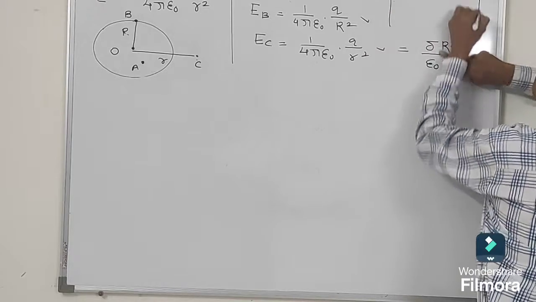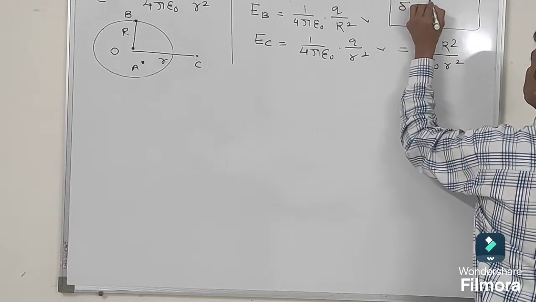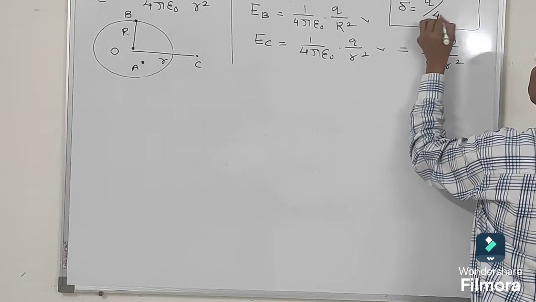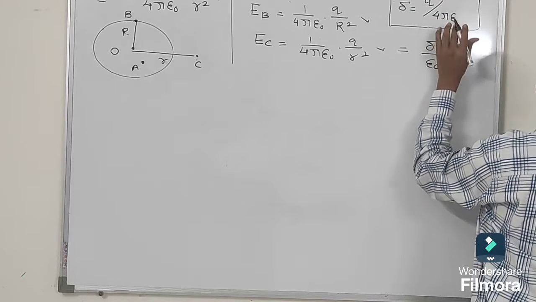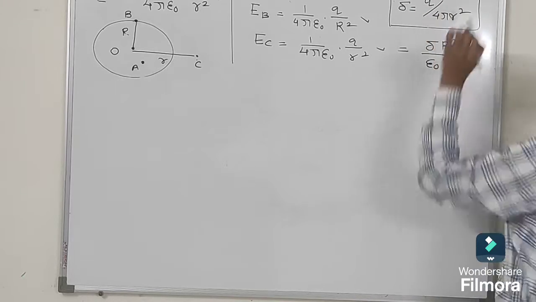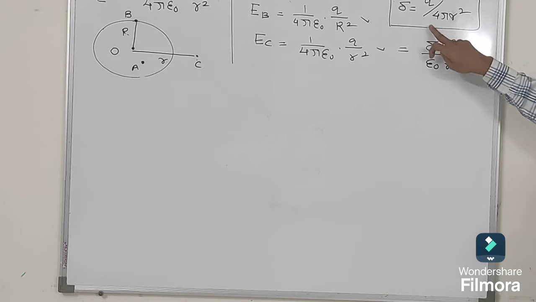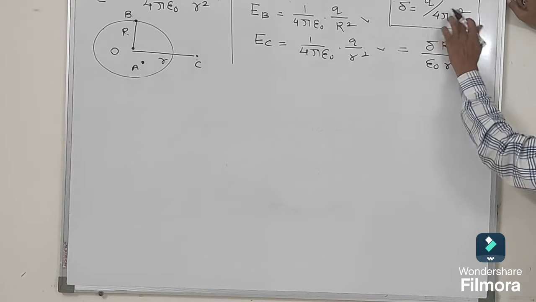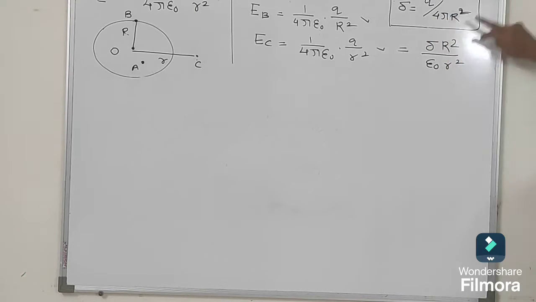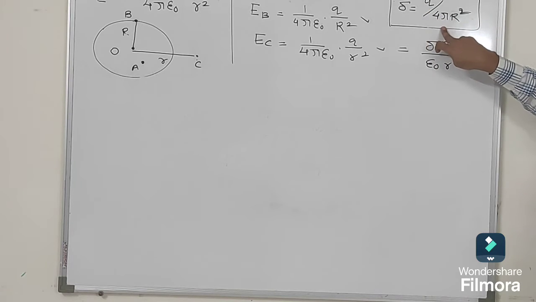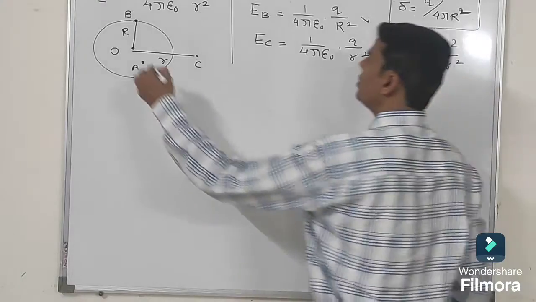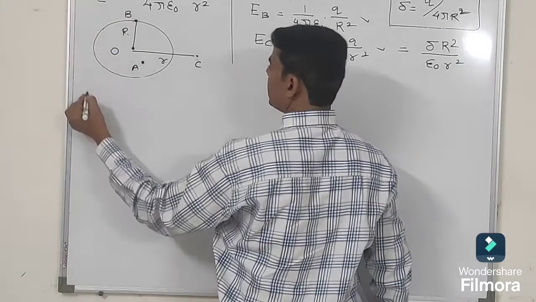Here we can write sigma is charge Q upon 4 pi r square. Sigma is charge per unit area. We can also write this as capital R square. Sigma is charge per unit area, that is surface charge density. So this is an important application of Gauss's theorem for electric intensity.